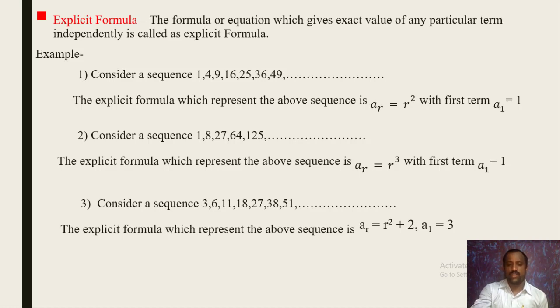If we want in particular the 10th term of the sequence, then it is given by 102 plus 2, that is 18... that is, 10 raised to 2 plus 2. That is the definition of explicit formula. We obtain that particular nth term directly, which is independent of the previous as well as the next term.